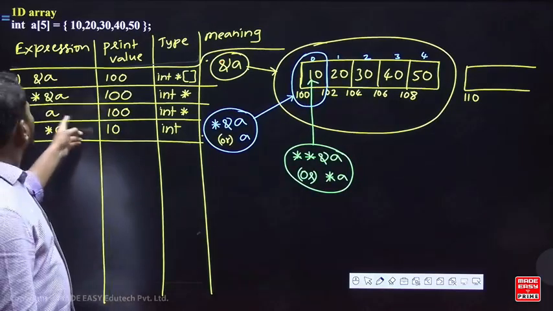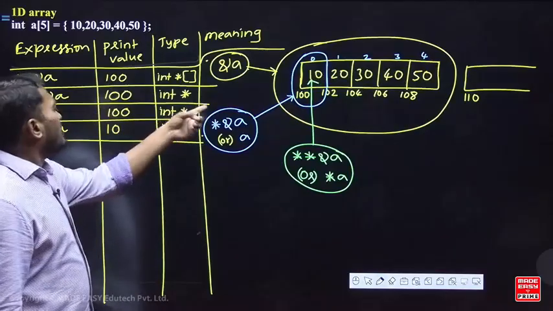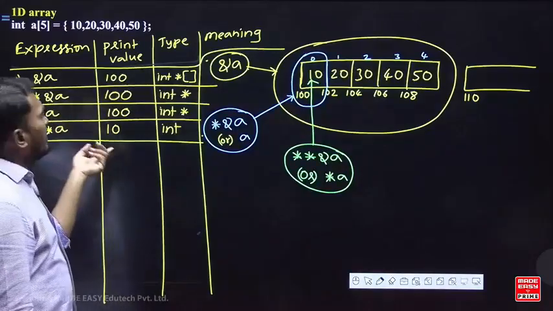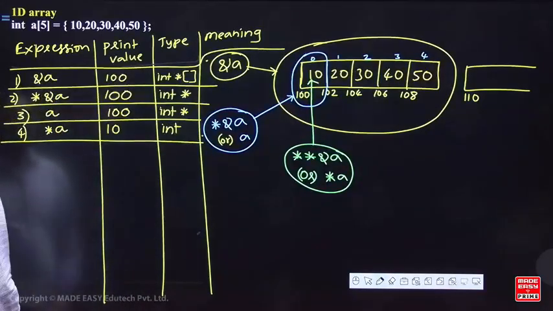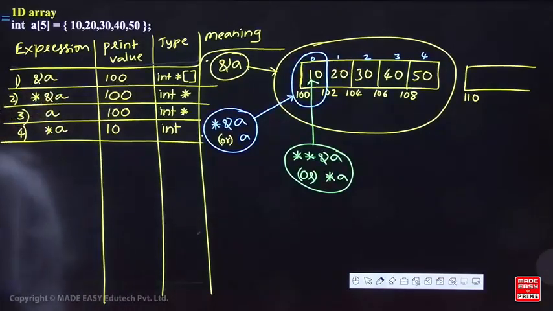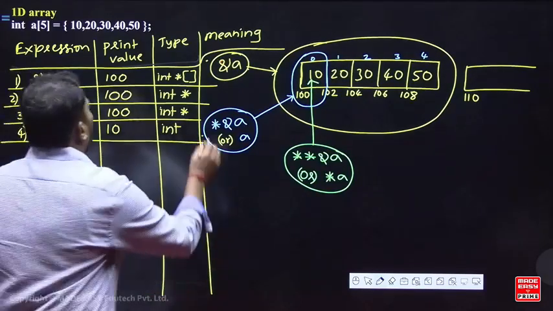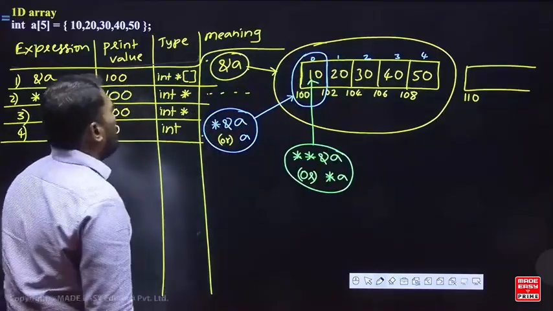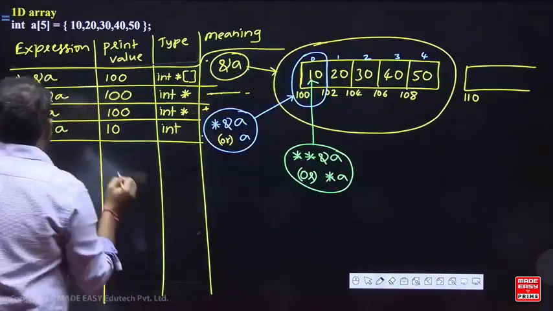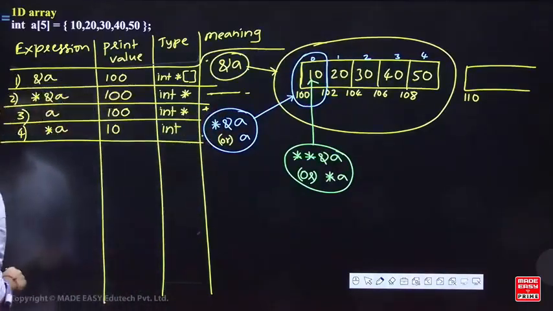Third expression, what is the meaning? Same thing. Base address of the 0th element of the array. Second and third are both exactly the same. So fourth one, what is the meaning? Value of the 0th element of the array. Second and third part meaning is the base address of the 0th element of the array, and the fourth one is the value of the 0th element of the array.